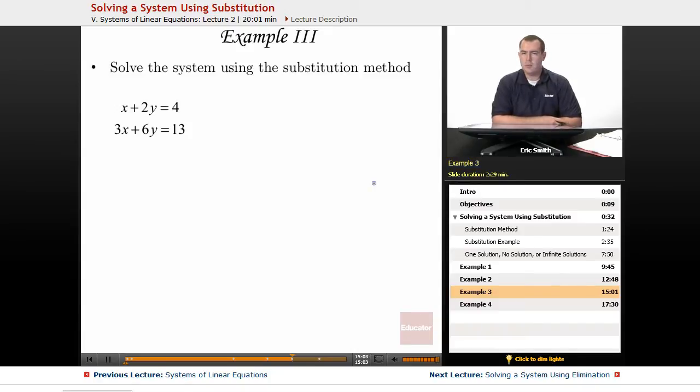Now, in some systems, remember, we could have that situation of having no solution or an infinite amount of solutions. And sometimes when you're looking at an equation, it's really tough to tell whether you have that situation or not. Watch very carefully what happens with this one.